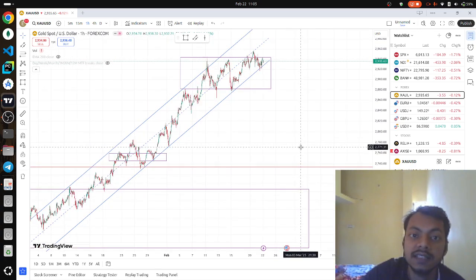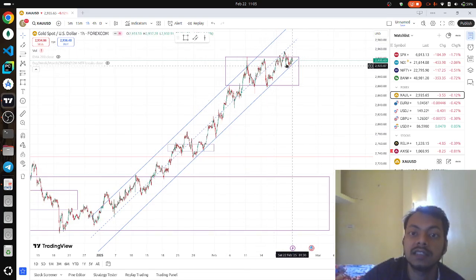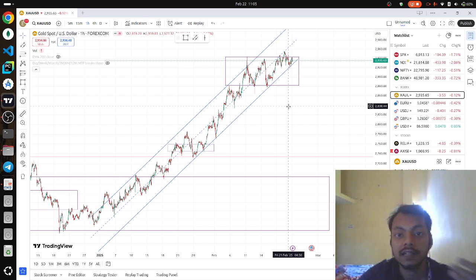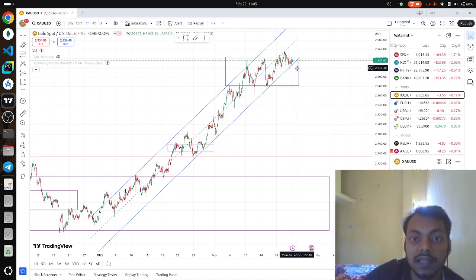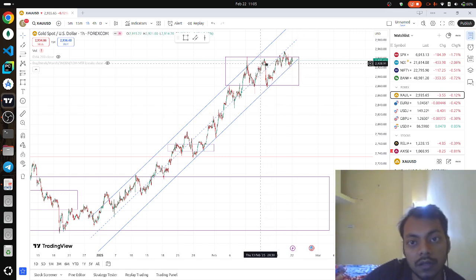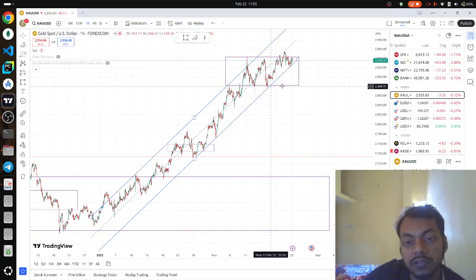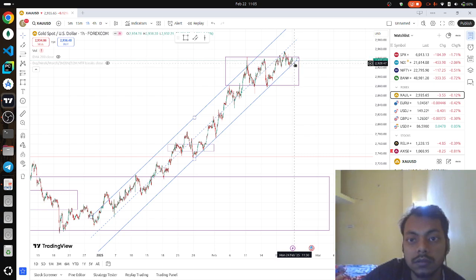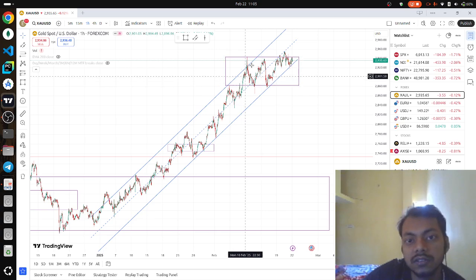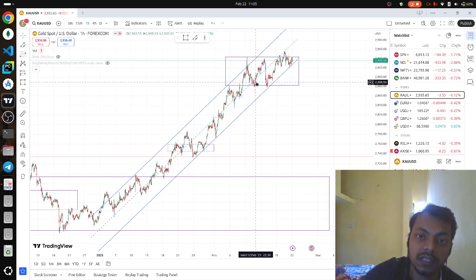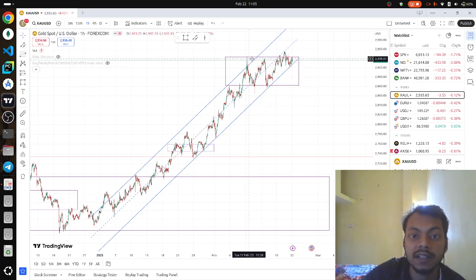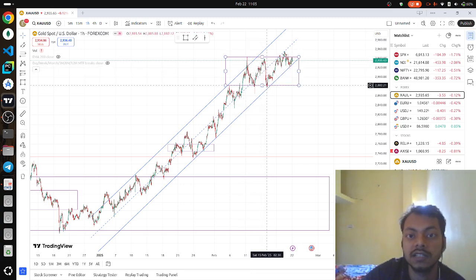What does this indicate? This indicates that this uptrend is likely in danger. And we can also see that this is acting as a stiff support. Once this is broken, we can see that price has already stopped moving in the uptrend. The uptrend has stopped. See, we can see that it is now consolidating a bit.